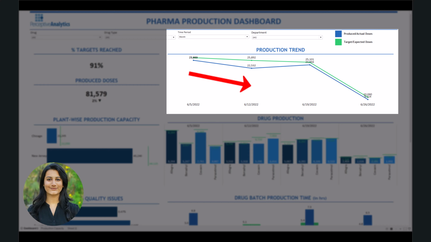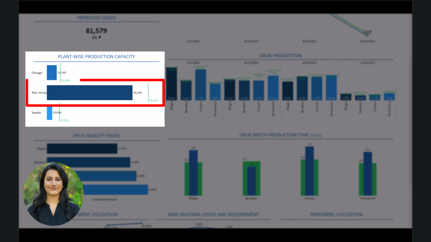To pinpoint the source of this drop, we look at the next visual. Here, New Jersey stands out with the largest gap between target and actual output, far higher than what we see in Chicago or Seattle. This suggests that New Jersey is driving most of the overall shortfall.